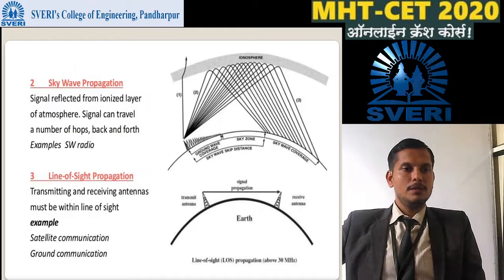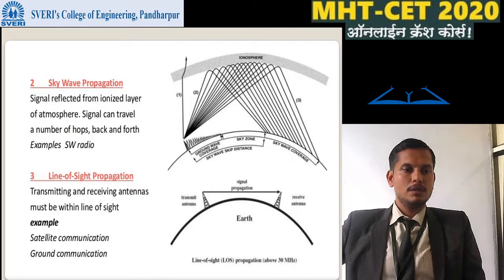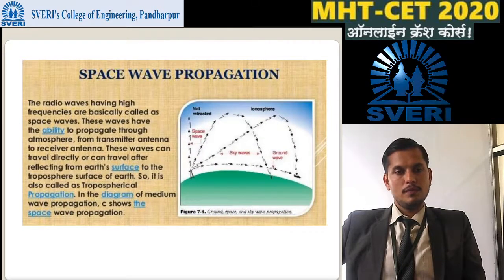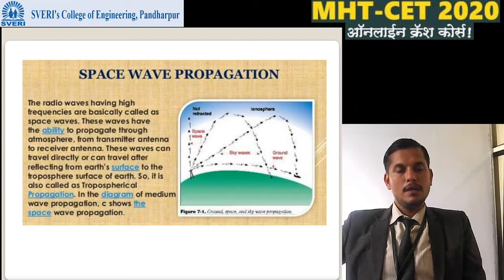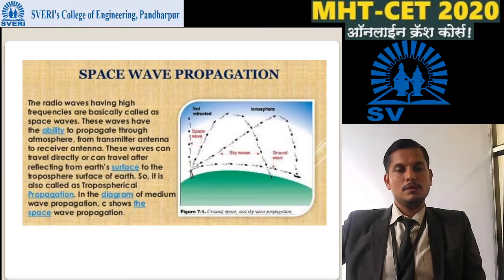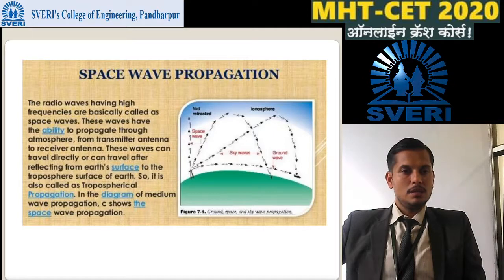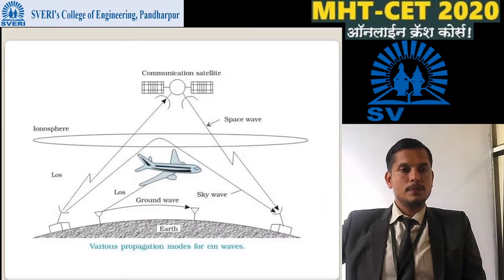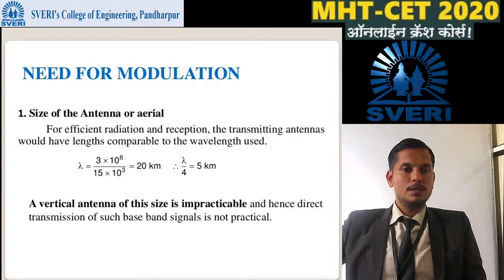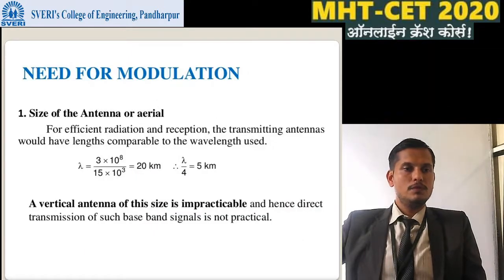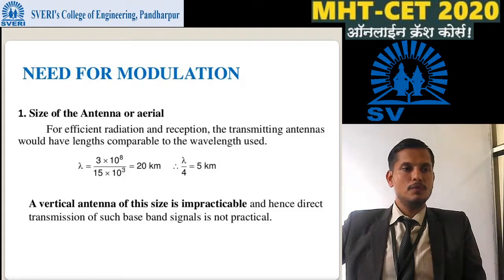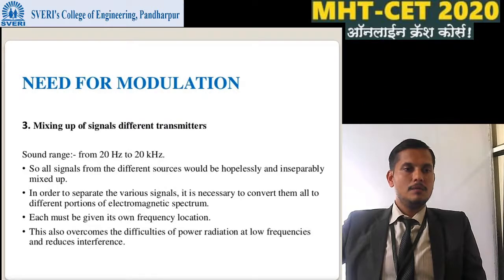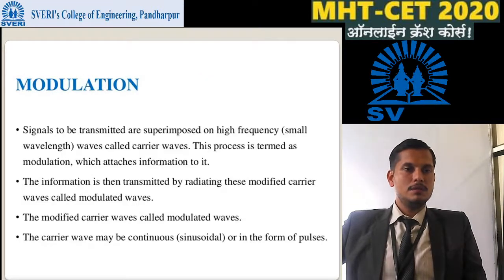Then ground wave propagation, sky wave propagation, line of sight propagation, and space wave propagation, where the waveguide acts between the atmosphere, that is the ionosphere, and the earth surface. Then the example of a communication satellite, space waves. And what is the need for modulation: we discussed the size of antenna, effective power radiated by an antenna, and mixing up of signals from different transmitters.